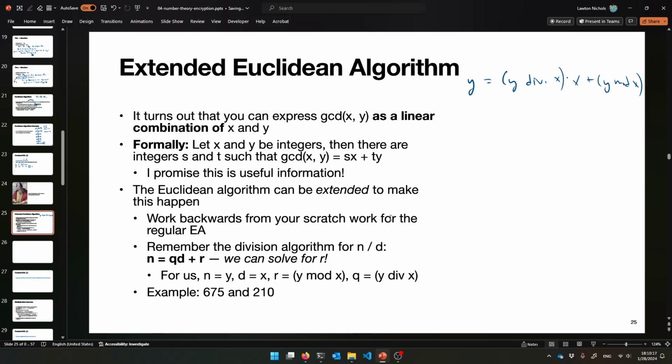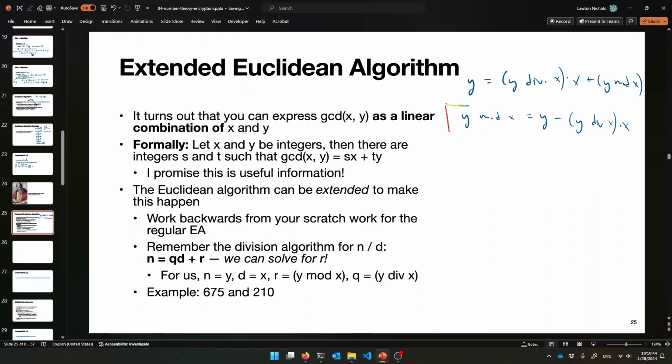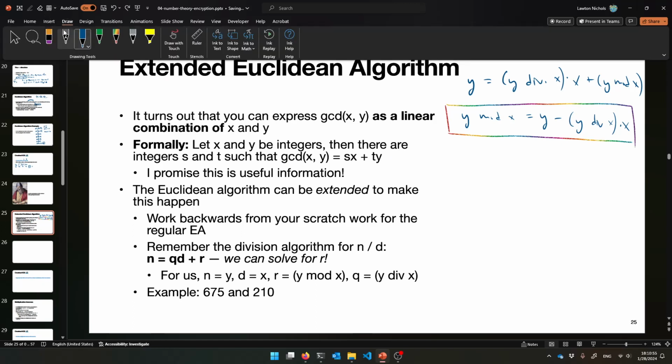Okay, and then you can solve for r, because that's what we're going to be computing when we compute the GCD. Plug in the y mod x. So what is y mod x? Just solve for it. It's going to be y minus y div x times x. Okay, and this is going to be the magical formula that you're going to keep reusing. This will make more sense with an example, I promise. We're going to use that information, working back with our scratch work, to come up with that s and t value. Okay, so that's the idea.